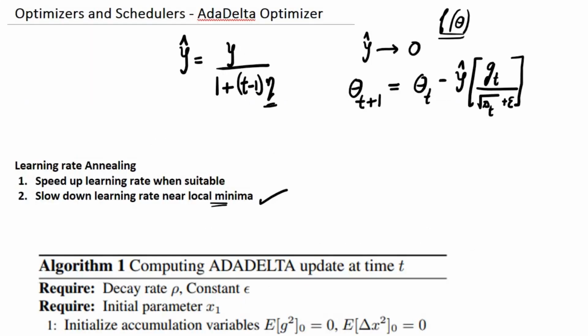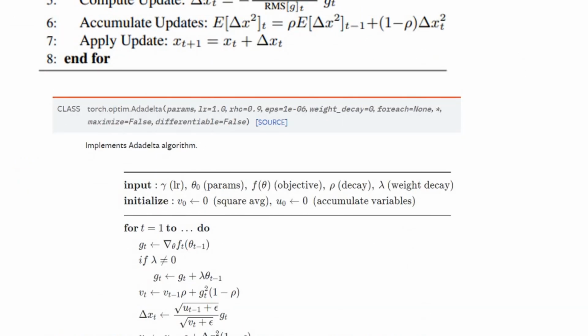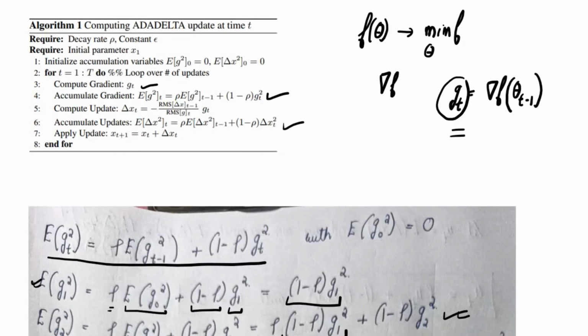So yeah, that concludes the video. And to recap, we started with one of the drawbacks of the AdaGrad algorithm, and we were able to read the paper and understand that the AdaDelta algorithm uses learning rate annealing, where it slows down the learning rate whenever it approaches the local minima. We were able to understand the algorithm and correlate it with the implementation in Pytorch as well.